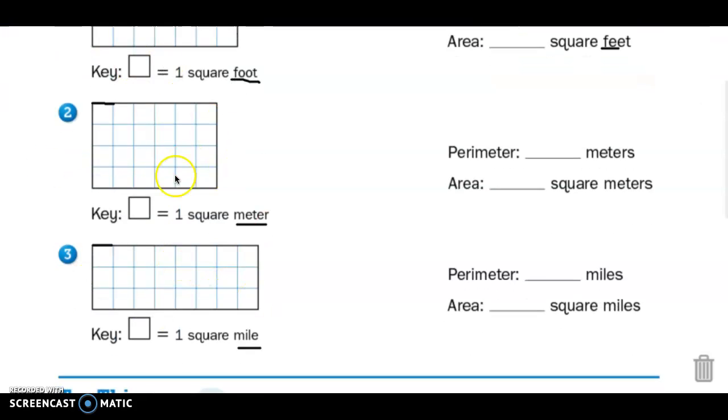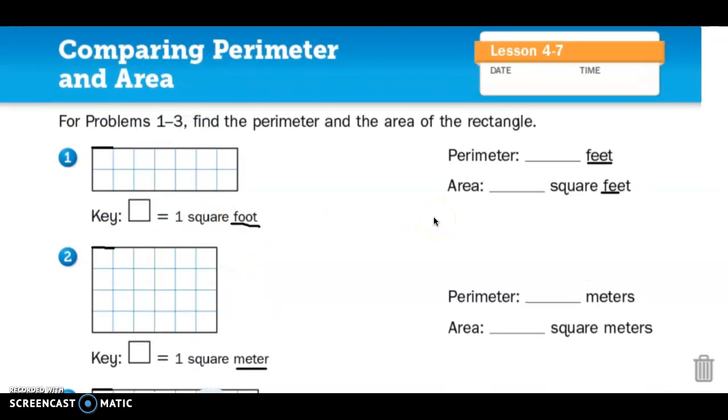I noticed that all of these are rectangles. What do we notice about rectangles? Or what do we know, I should say? We know that the top and bottom lines are going to be the same, and we know that the left and the right sides are going to be the exact same length because that's what a rectangle is. So how much is on the top? 1, 2, 3, 4, 5, 6, 7. 7 feet. We can even label feet if we need to.